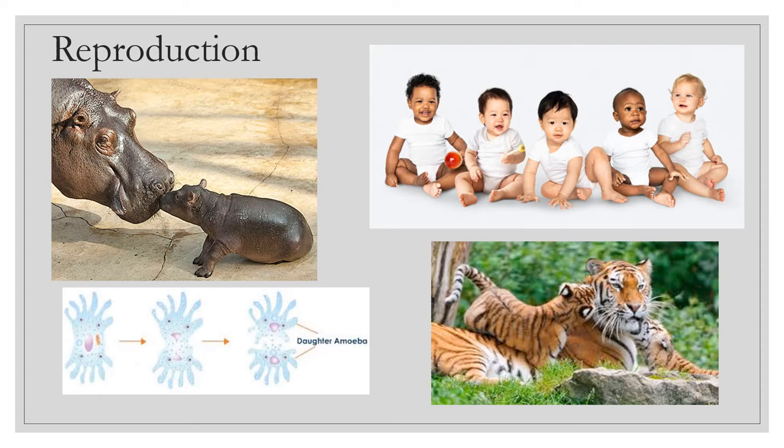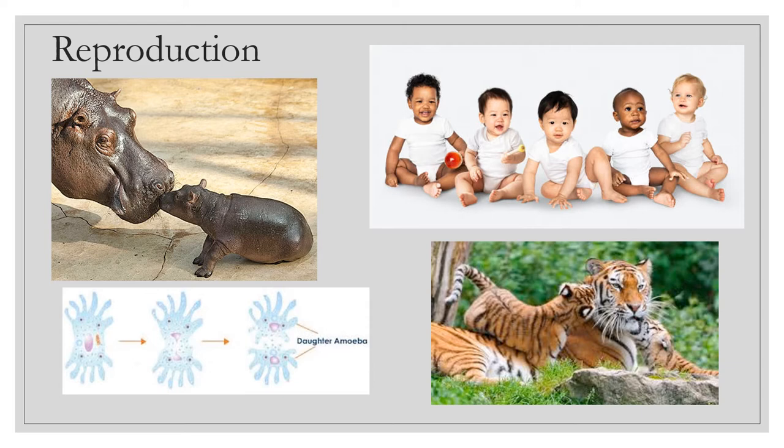Reproduction is going to be another aspect of life. So how do we make more living things? Well, it's going to happen through the process of mitosis and meiosis. And those are two topics that we're going to talk about. When we do reproduction, we can talk about it at the cellular level, where we're just making new cells and we have one cell that ultimately divides into two cells.